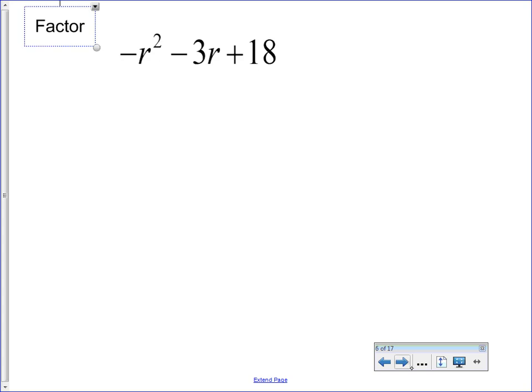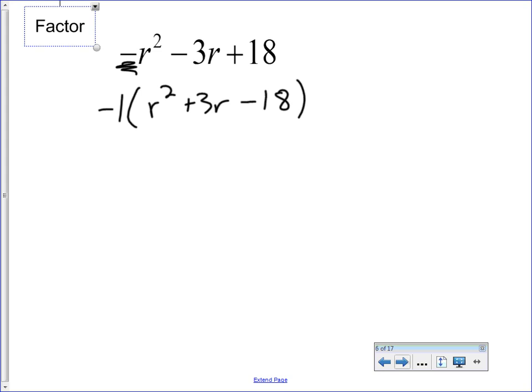All right, for this one, I really don't like having a negative out front. It makes this problem very difficult for me. So what I'm going to do is factor out a -1 and just change the signs on everything. That, to me, I find a lot easier.